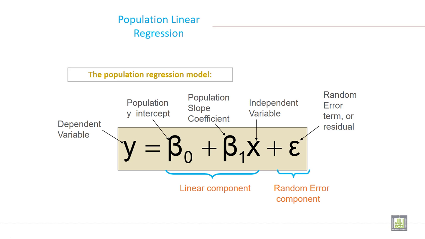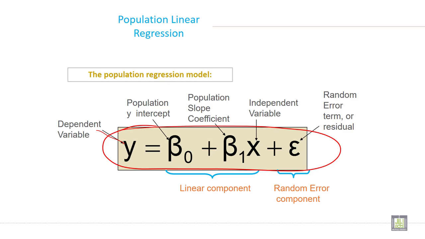Population linear regression. What is this? The population regression model. The basic regression model is this: Y is equal to B0 plus B1X plus E. Now we need to understand this in a very nice manner. What is Y? Y is the dependent variable always. In a regression model, Y is the dependent variable.